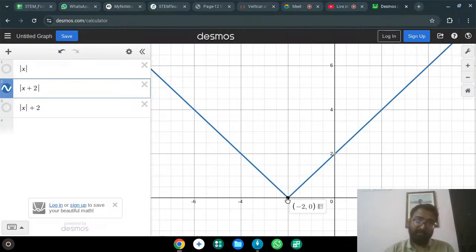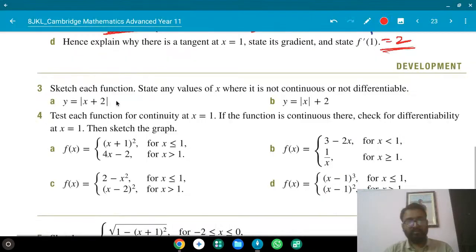It is a noise. Here the behavior is not normal. It's an abnormal behavior. It is a sharp corner, but the graph is continuous, no problem. Therefore, f of x is continuous. But when you see the sharp corner at x equals to minus 2, it is not differentiable. So for this function, continuity is okay, but differentiability is not okay.